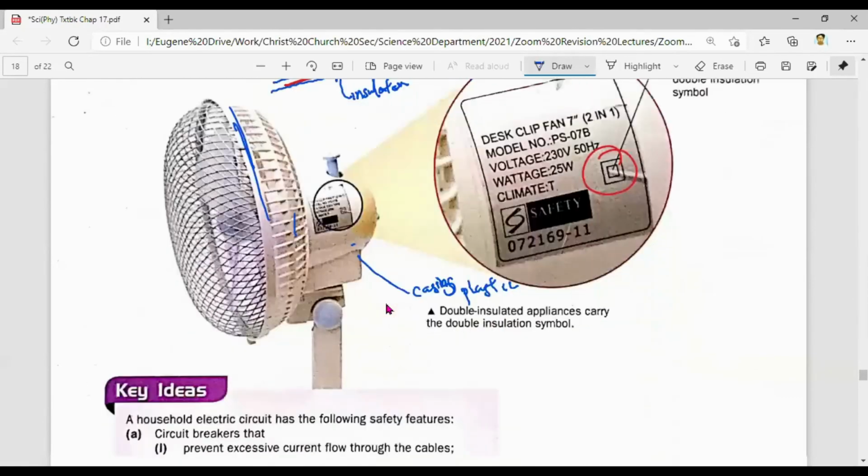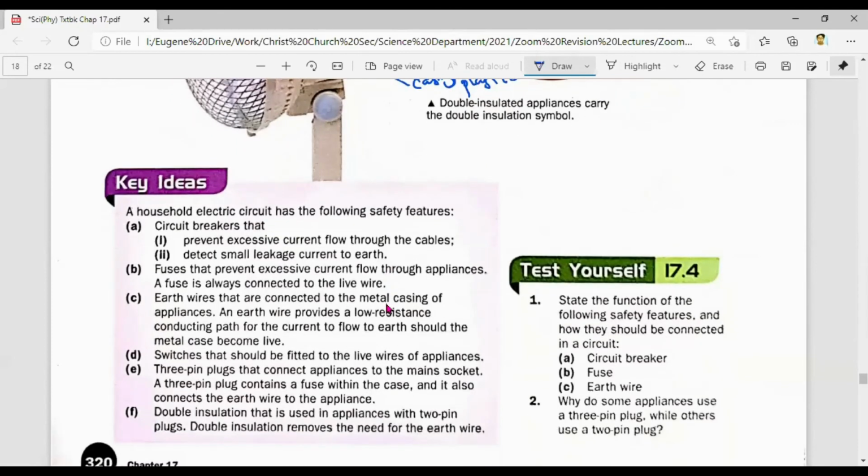So what we have gone through: we did say that the circuit breaker prevents excessive current. This detects small leakage current to the earth. You can go and read up a little bit more, but we didn't really go through this because it's out of syllabus. Next one, the fuse prevents excessive current flowing through the appliance. It's always connected to the live wire. So you can see these two, circuit breaker and fuse, have something in common.